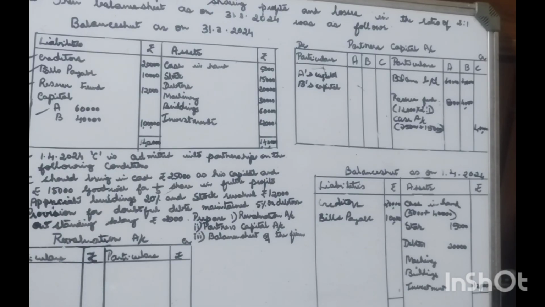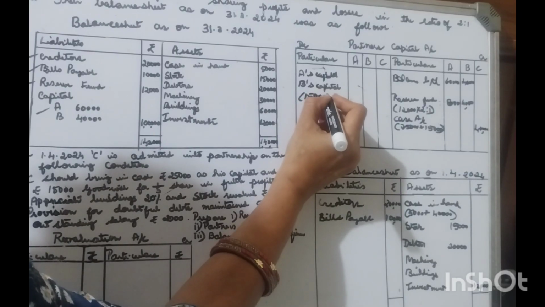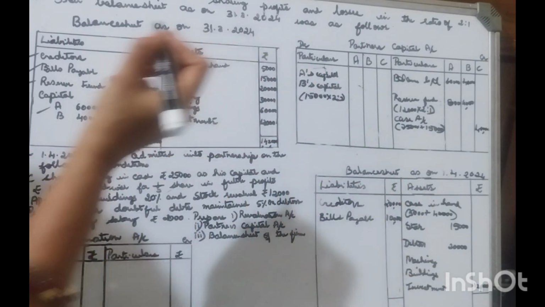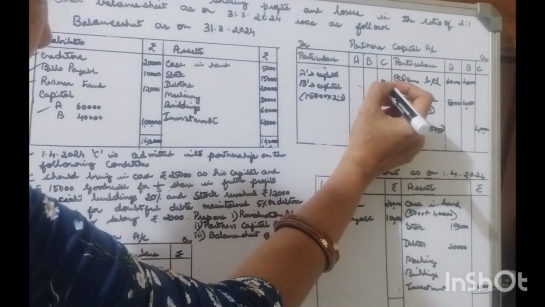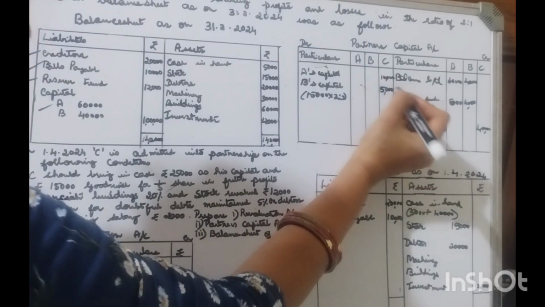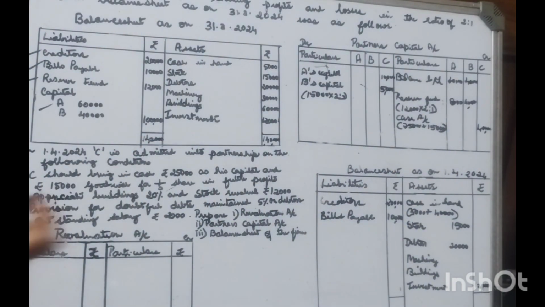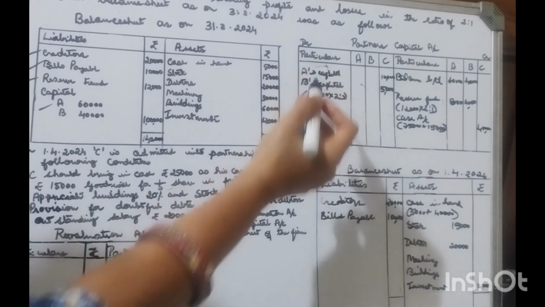Goodwill is brought in by a new partner when he is being joined into the partnership business, and this goodwill amount, that is 15,000, has to be distributed among old partners in their old ratio. So that will be 10,000 and 5,000. So the entry will be new partner's capital account debtor to old partners capital account.